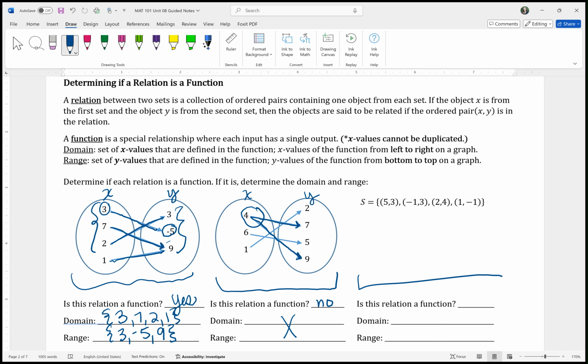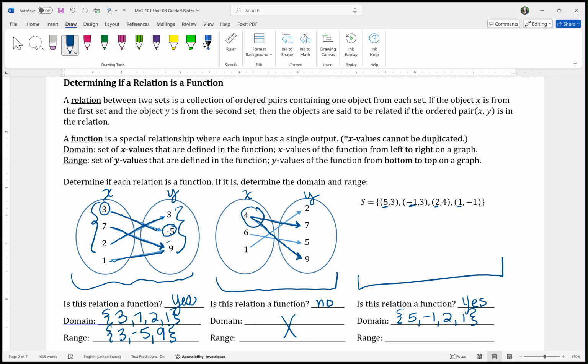Okay, and then our last problem here, we have a set of ordered pairs. So it can be expressed this way as well. What we're looking for is just the X values. Are the X values duplicated? So we don't care about the Y's, we're just looking at the X's. 5, -1, 2, and 1. None of those numbers are repeated, so this is indeed a function. But from there, since this is a function, we're going to do the domain. So the domain is 5, -1, 2, and 1.